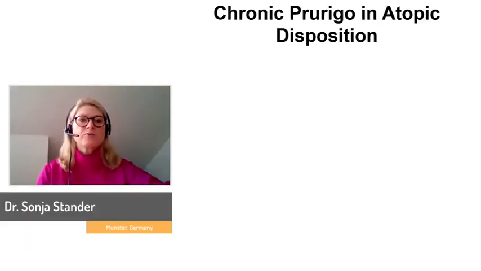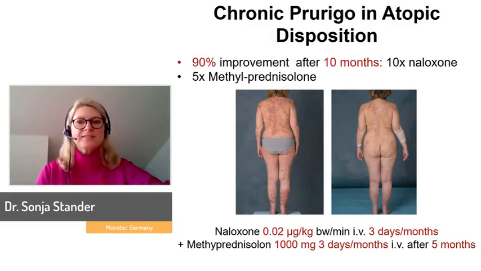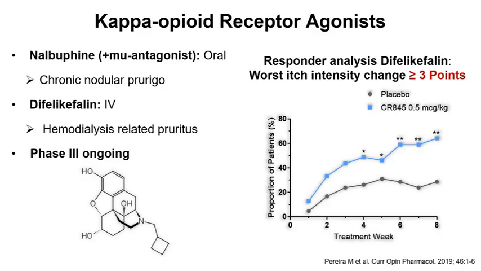Here is a patient who has severe chronic prurigo and atopic predisposition, and we treated her with almost everything, also cyclosporin, but this was not helpful, and so we decided to give her naloxone 10 cycles plus 5 cycles of systemic steroid, and here you see that the result was good, even though she did not heal completely, but we are still continuing the treatment for this patient. What about the opioid modulators, the kappa opioid receptor agonists?